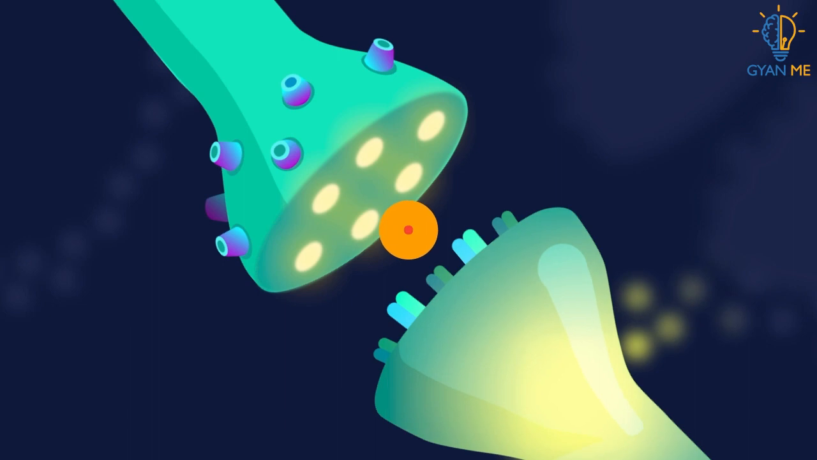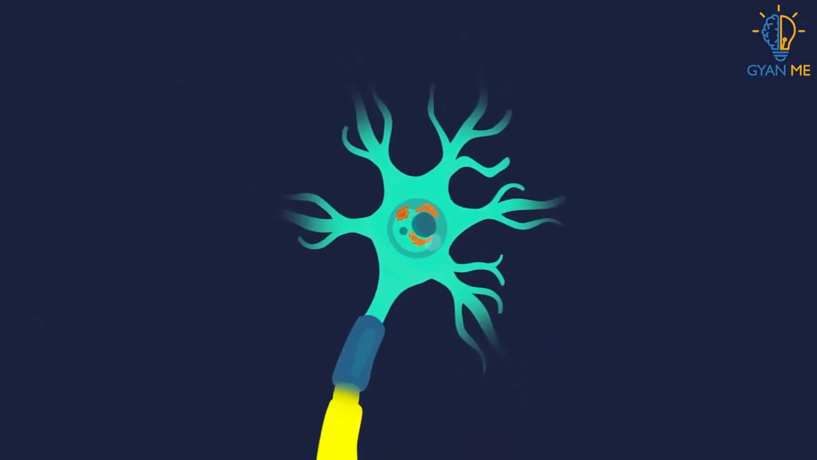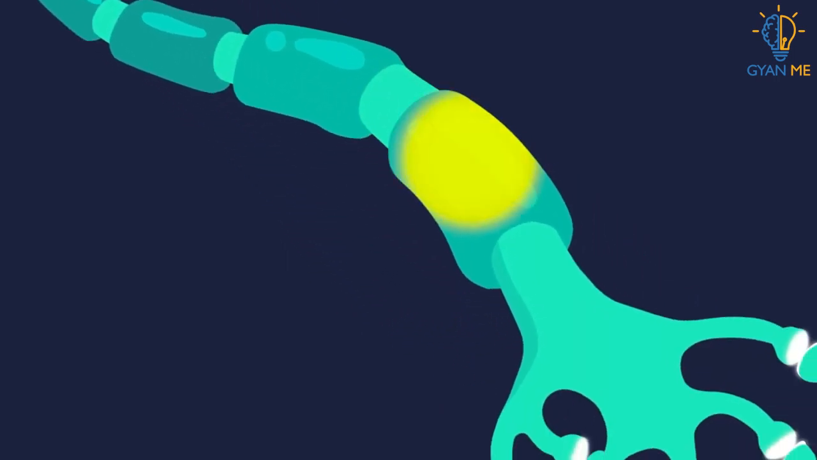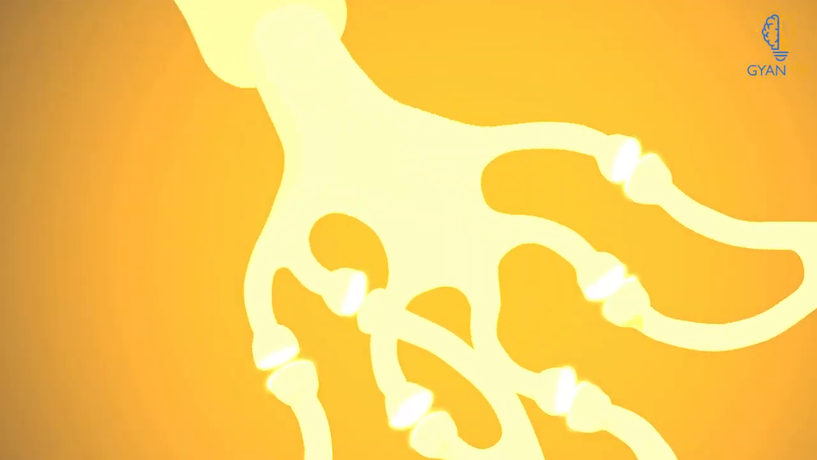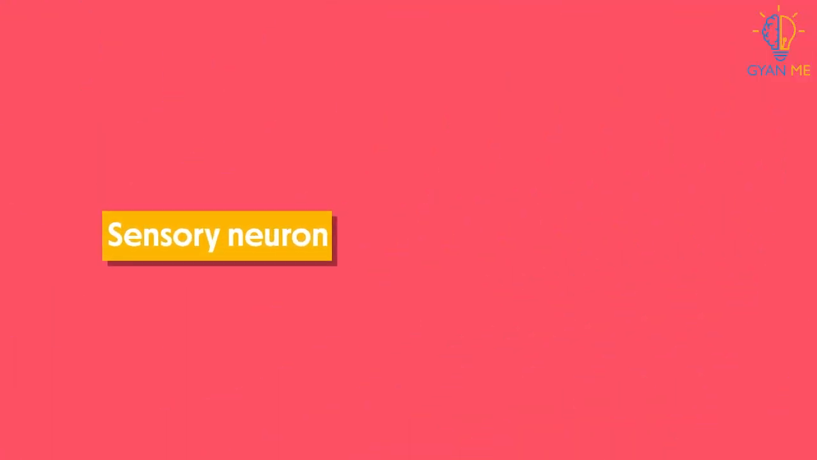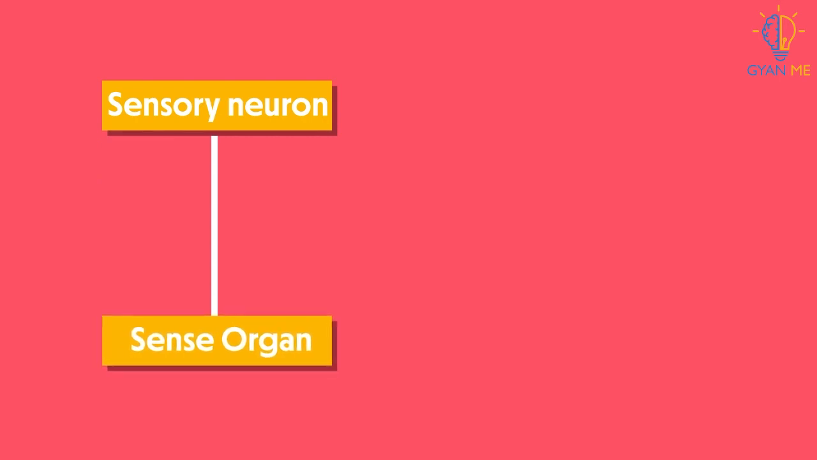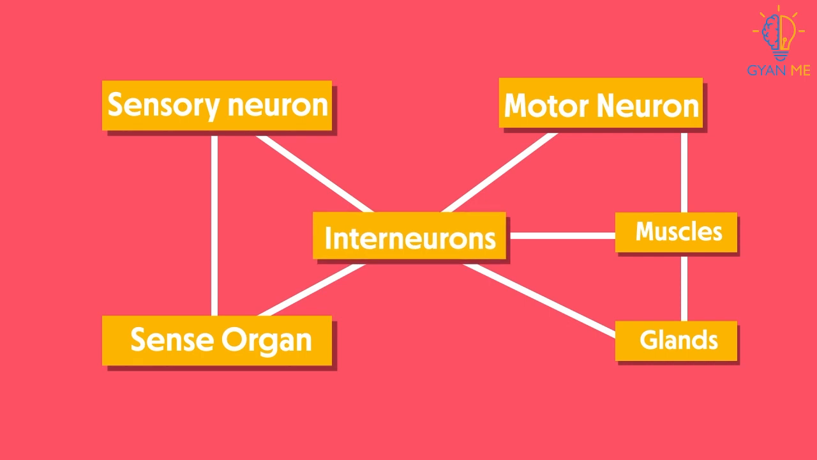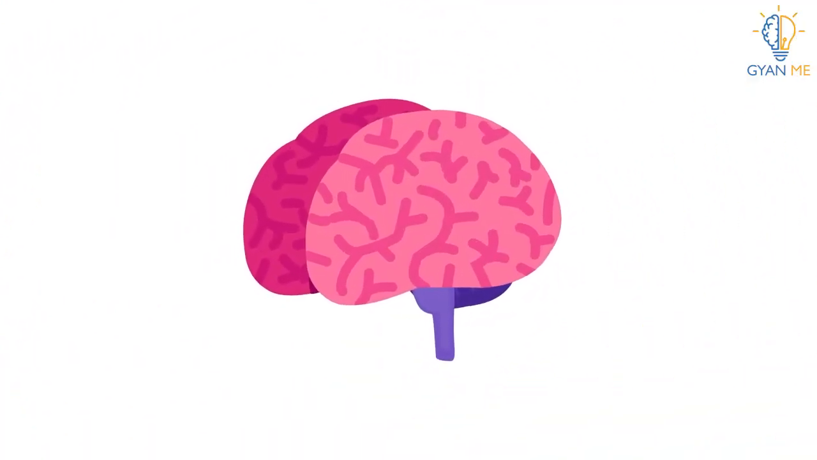When any stimulus is received by dendrons, they pass an electrical signal to the cell body, then to the axon. When the signal reaches the synaptic bulb, it releases acetylcholine from its vesicles. It is received by the dendron of another neuron by receptors and so on. Thus, this whole chain starts from the sensory neuron of sense organs to motor neurons of muscles or glands via many interneurons between them. In the next video, we will see about the human brain in detail.